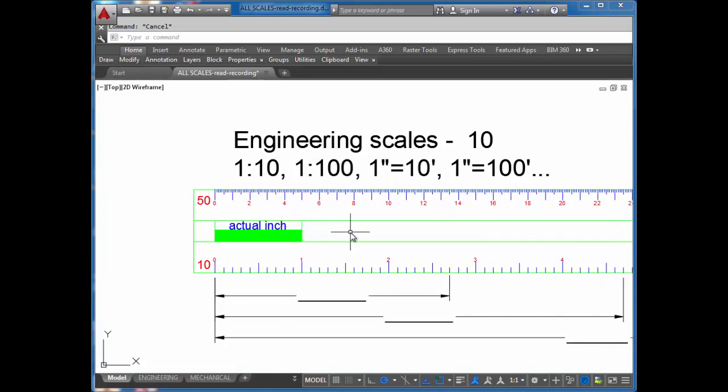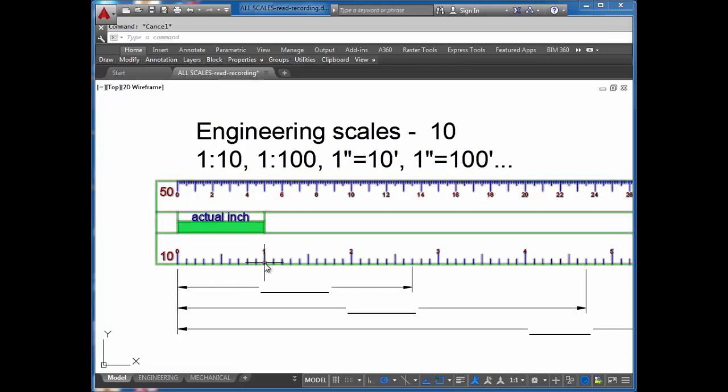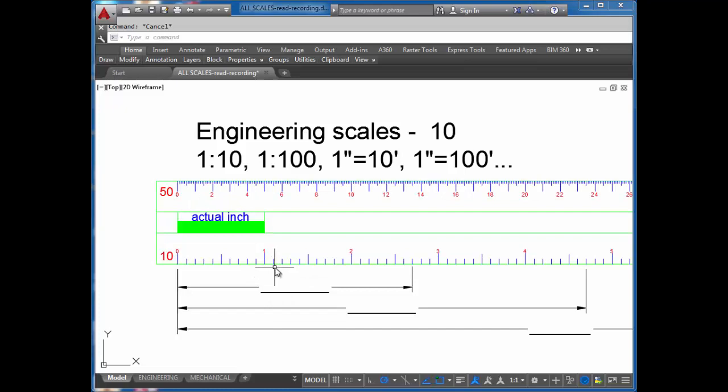Because of the nature of these scales, they can be used for a variety of different scales, as long as the number that you see on the right begins with the same number that you're using for that scale. So here are some examples for the 10 engineering scale. This scale could be used for 1 to 1. So this is 1 inch. This is 1.1 inches and so on.